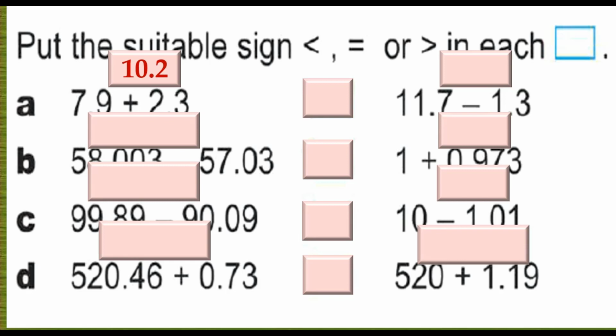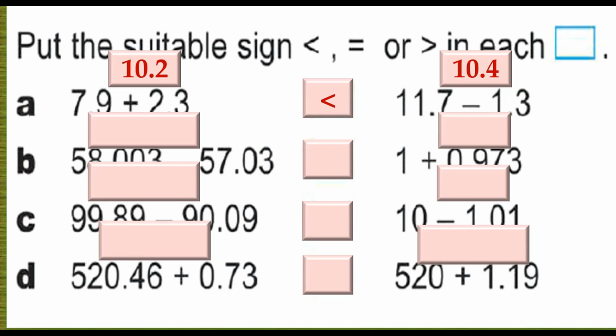What about 11.7 minus 1.3? 7 minus 3 equals 4. Put the decimal point, 11 minus 1 equals 10. So the difference is 10.4. 10.2 is less than 10.4 because 4 in tenths is greater than 2 tenths.